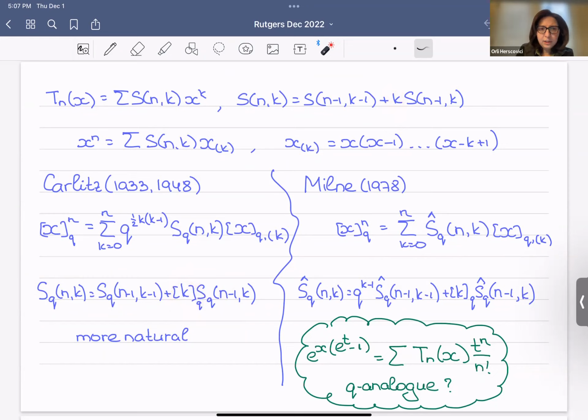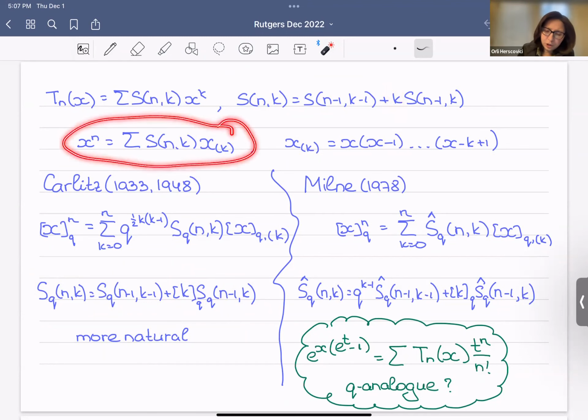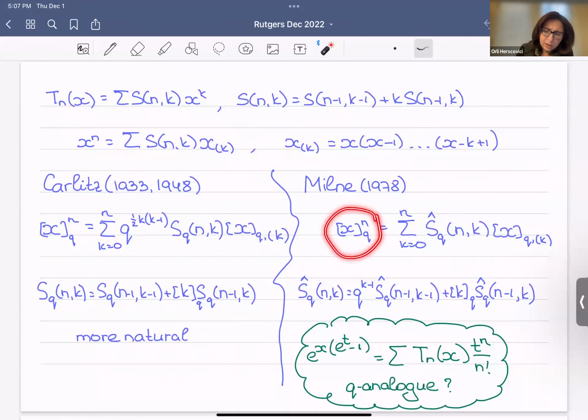Later in 1978, Mill also defined an analog of q of Stirling numbers. He also took the same recurrence relation, actually the same trick, the nth power of the q number. Also here, q falling factorial. And then, without any q, he defined the coefficient here to be a q analog of Stirling numbers.